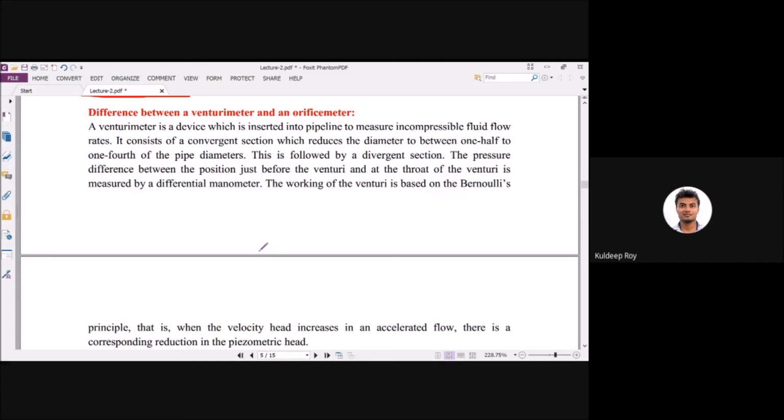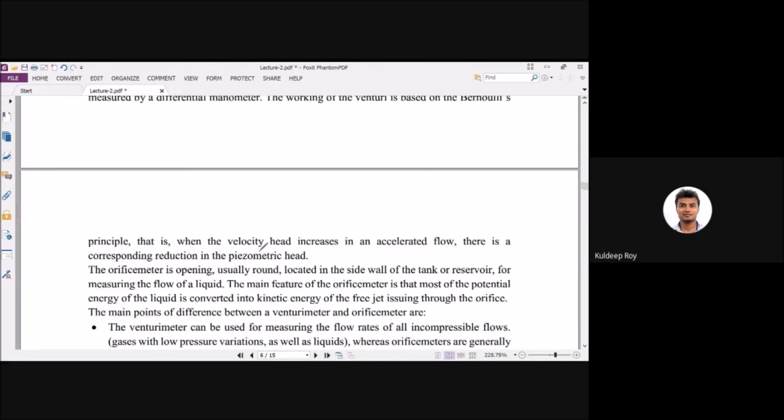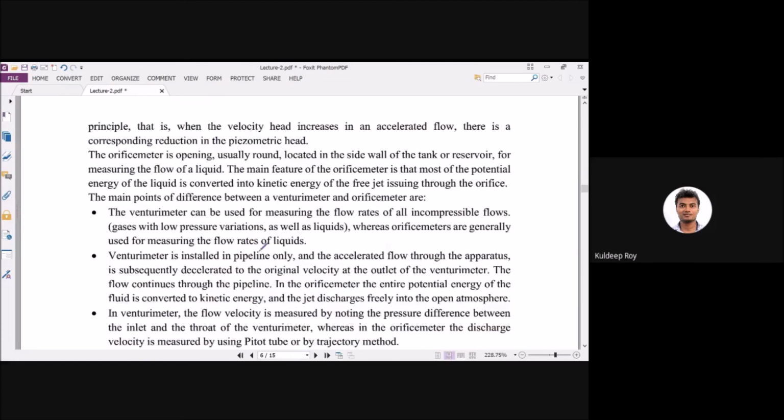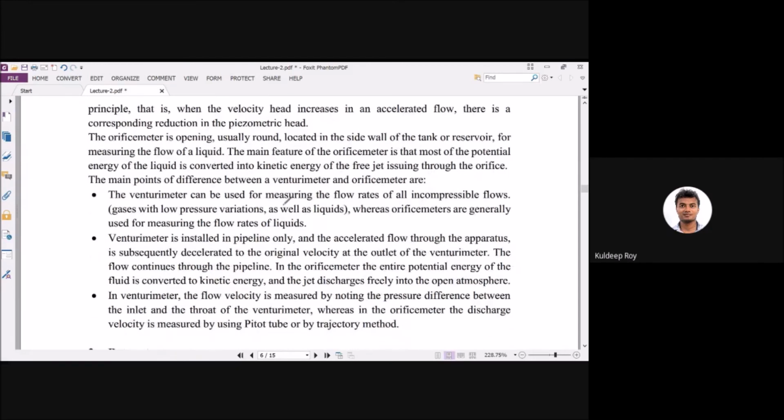The pressure difference between the position just before the venturi and at the throat of the venturi is measured by the differential manometer. The working of the venturi is based on Bernoulli's theorem. When the velocity head increases in an accelerated flow, there is a corresponding reduction in the piezometric head. What does that mean? When you enhance the velocity, the pressure will be reduced. Now the main difference between the venturi and orifice: the venturi can be used to measure the flow rate for all incompressible flow.